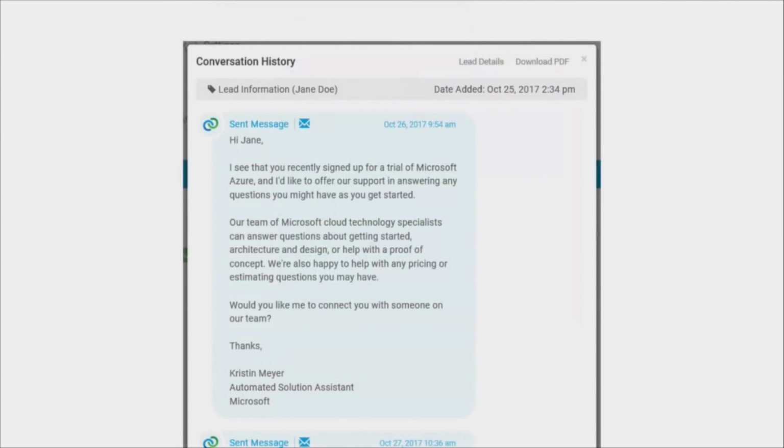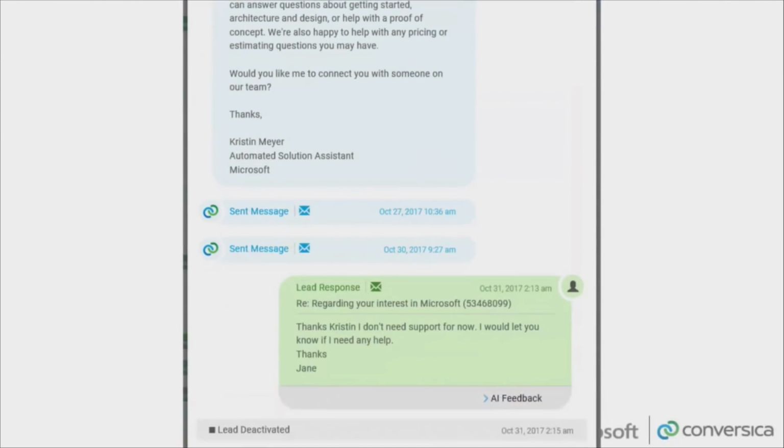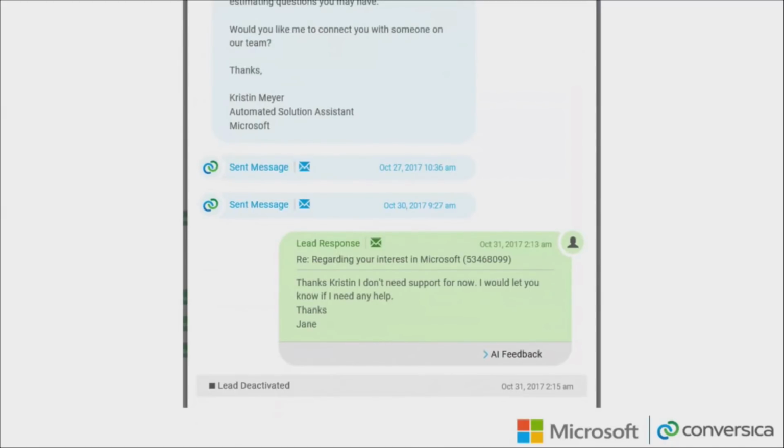Here's another example, same email. The response was, thanks, I don't need support for now. I'll let you know if I need anything. This is an example of a lead that was above the threshold. Had we sent it to a seller first, they would have spent time emailing and having to disposition, and we've automated all of that.